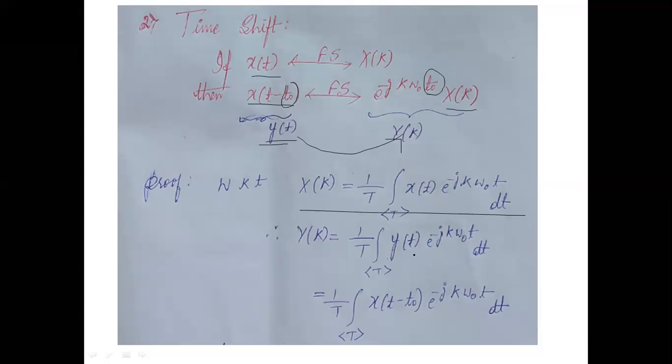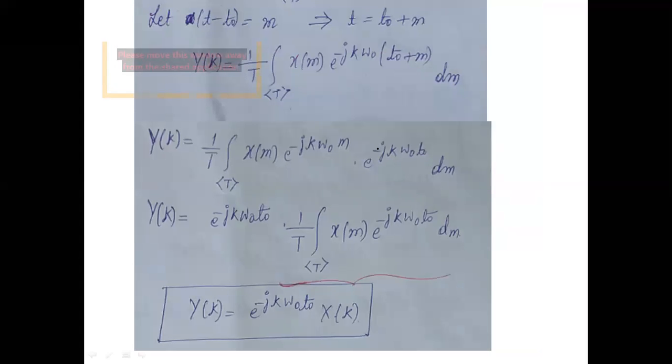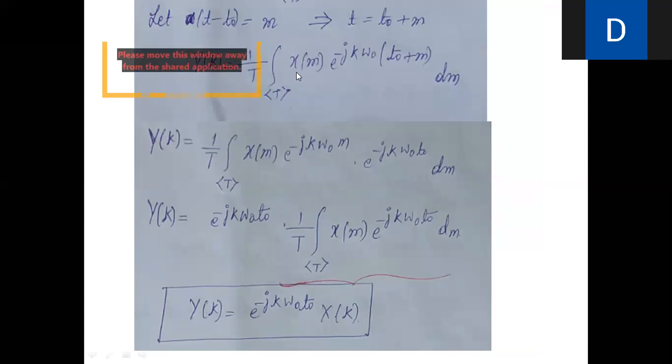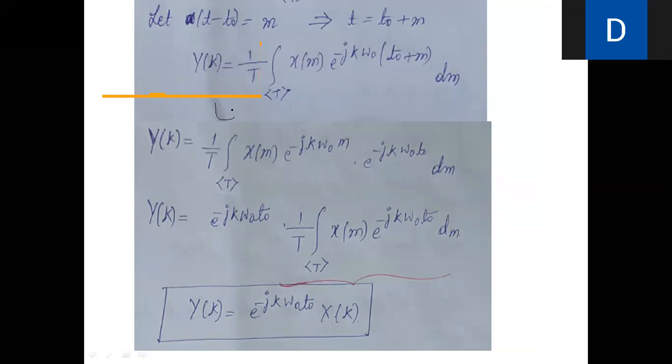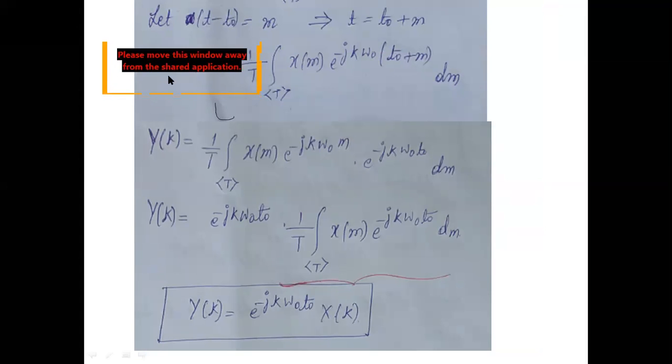Now substitute for y of t. What is y of t? It is nothing but x of t minus t naught. So we have substituted x of t minus t naught here. Now for simplification, I'll substitute t minus t naught as m. If t minus t naught is m, then what is t? T naught plus m, and dt becomes equal to dm.